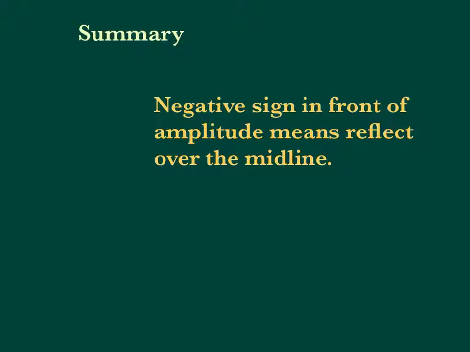So to sum up, if you see a negative sign in front of the amplitude of a sine or a cosine equation, that just means reflect the entire graph over the midline.